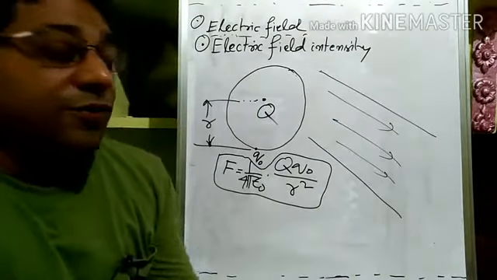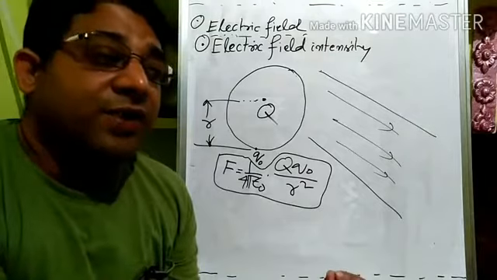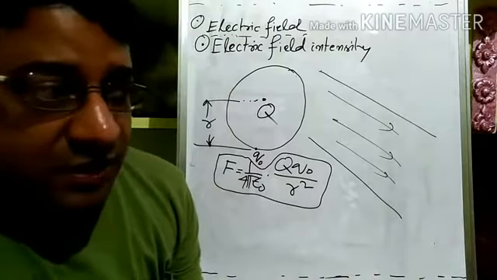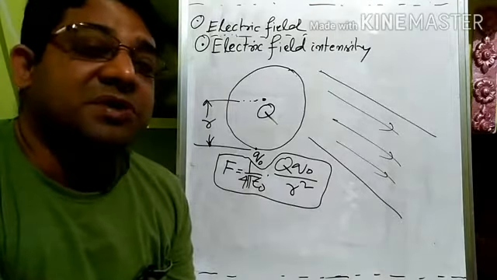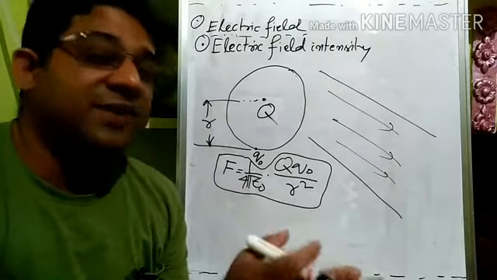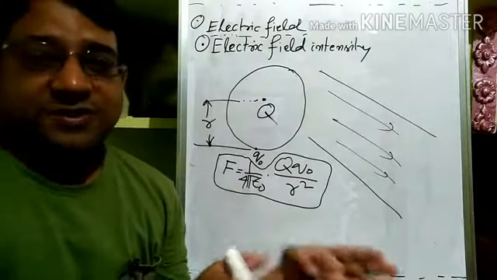Now, in physics, whenever we learn some new physical concept or new physical quantity, the next step is to measure it. We have to measure. For example, length is a physical quantity.